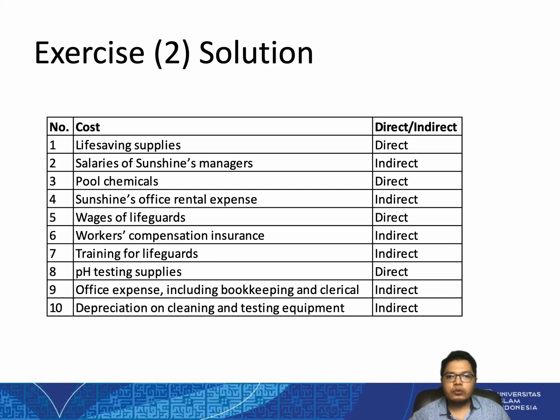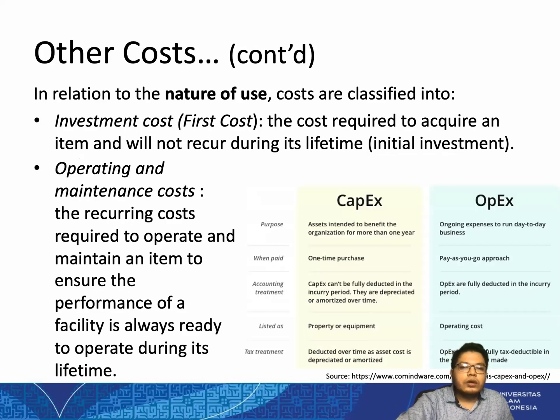As you can see here, life-saving supply is direct, this is direct material. Salary is indirect, this is not direct labor. Pool chemical, direct material. Sunshine office rental, this is an indirect one, rental cost. Wage of lifeguard, direct. Worker compensation insurance, indirect. Training for lifeguard, indirect, because this is only once. pH testing supplies, direct, because we always test regularly. Office expense is indirect, this is for the back office. Depreciation is also indirect. So that is some classification.